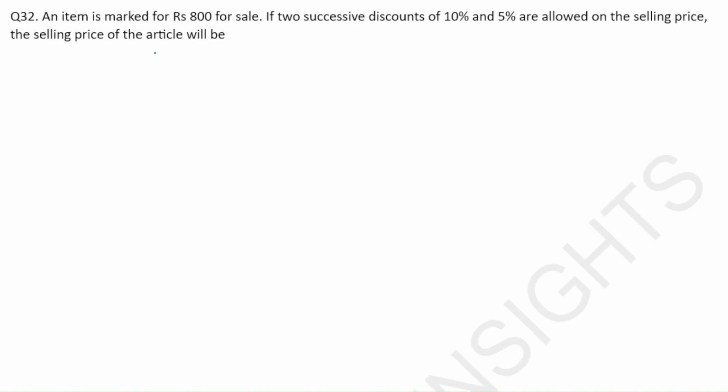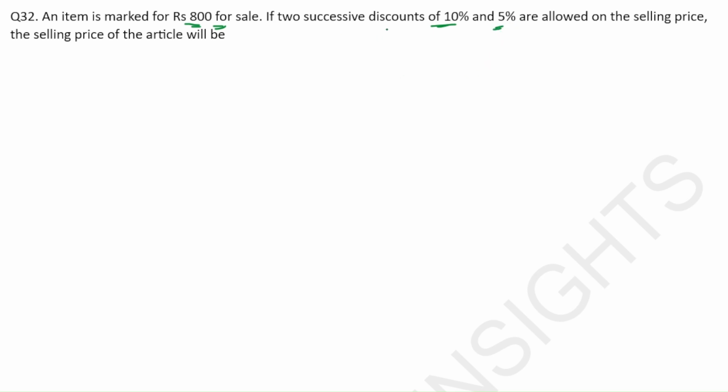An item is marked for rupees 800 for sale. If two successive discounts of 10% and 5% are allowed, the selling price of the article will be? So we have to find the SP. So in case of successive discounts, don't directly add the discounts, that is 10 plus 5 giving you 15%. After getting 15%, don't directly apply the 15% discount on this mark price, okay? You will get the wrong answer. Successive discount means first, after a 10% discount on this item, whatever amount you get, you have to apply another 5% discount. So that is successive discount.